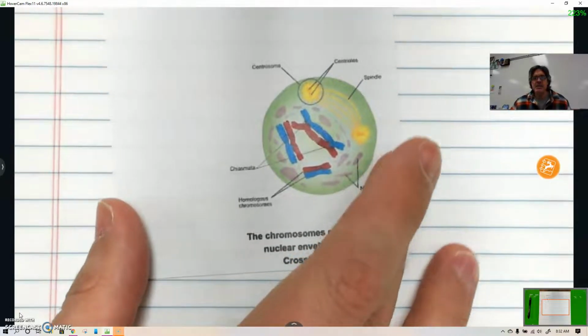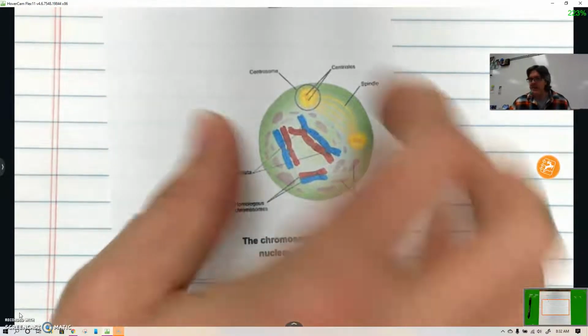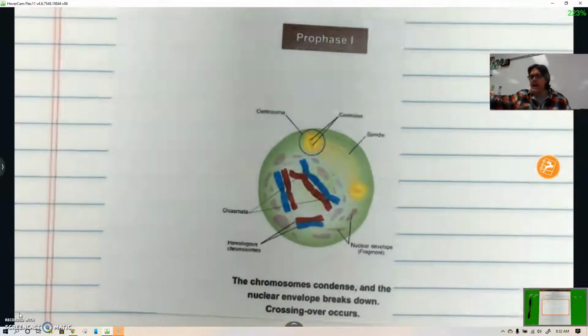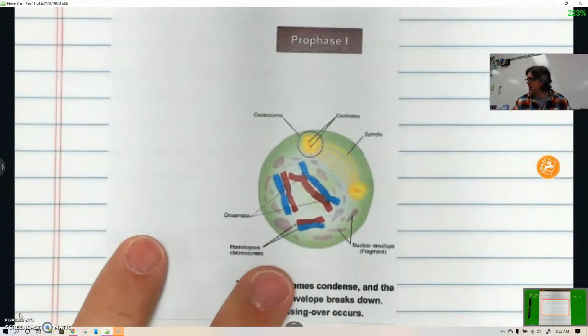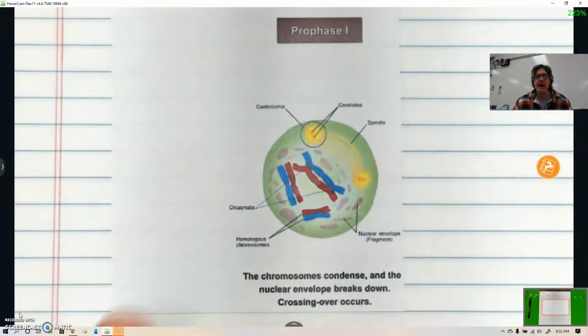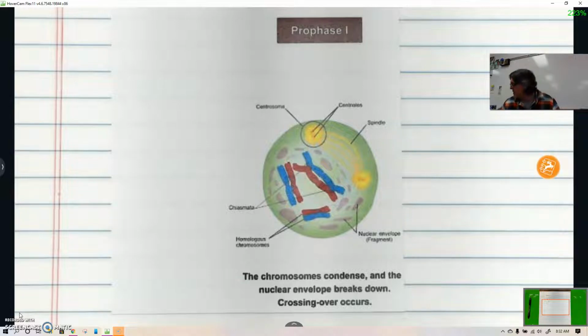And I've just got some pictures of each phase, okay? And what I'll ask you to do is pause my video and do your best to sketch this out. I will explain what's happening in each one, okay? And we'll see how it goes, all right?